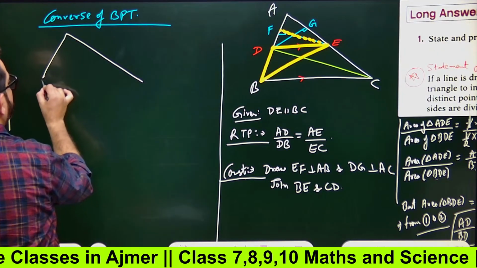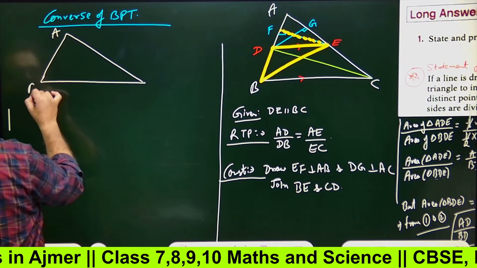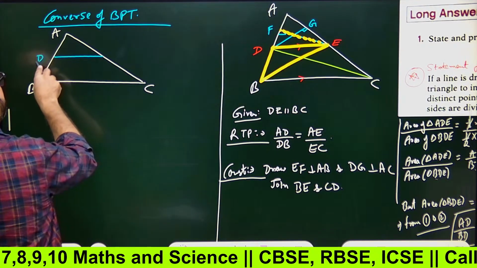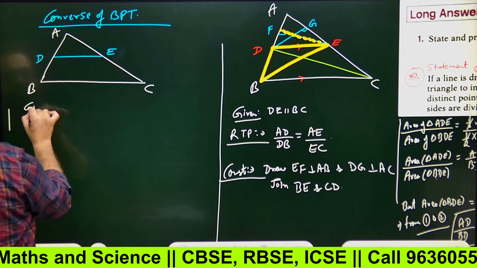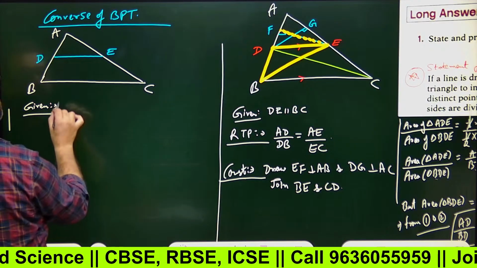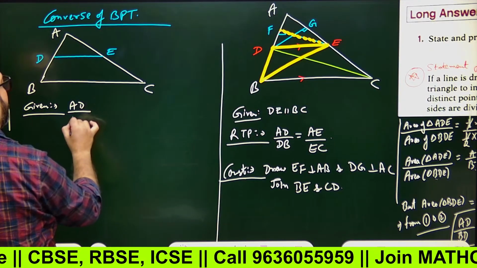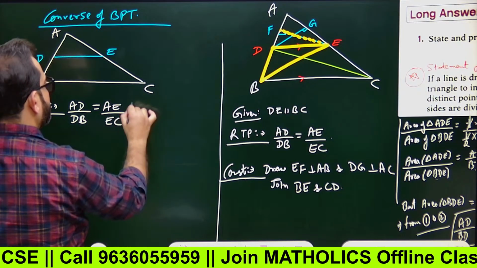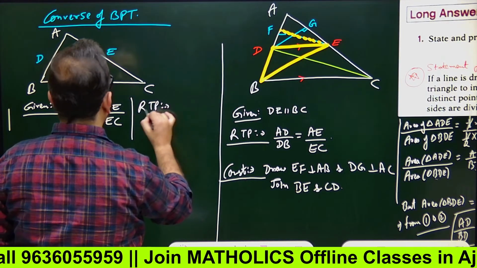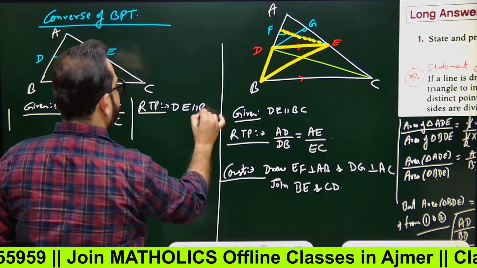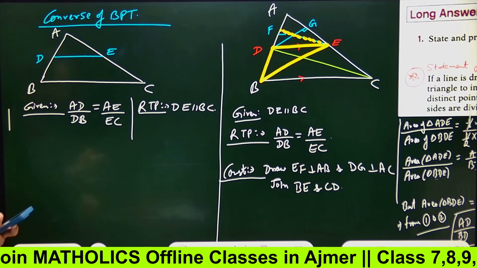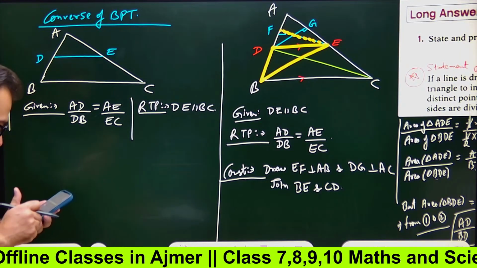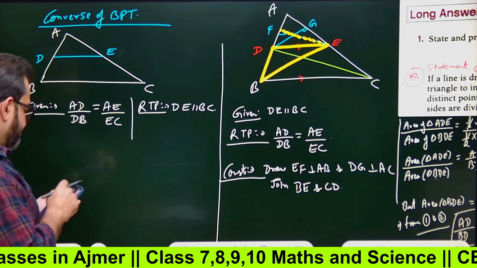A triangle is given. It's ABC. A line is this, DE. What is given? Given is, now ratio is given: AD upon DB is equals to AE upon EC. What we have to prove? We have to prove the lines are parallel. DE is parallel to BC. Got my point? See this thing. What is given and what we have to prove will get interchanged. Okay. Yes or no?